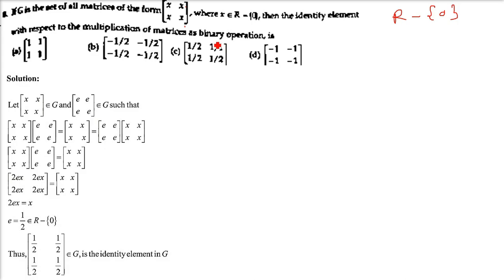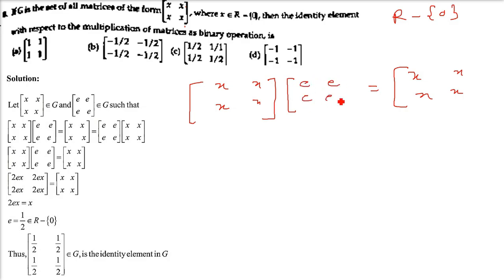Okay, so we have to find out the identity element. The identity element is such that when you operate it with any element of this set, the same element should come back. So we'll apply this identity element. We normally write it with E. Why are we writing it in this form? Because it also belongs to that same matrix form.